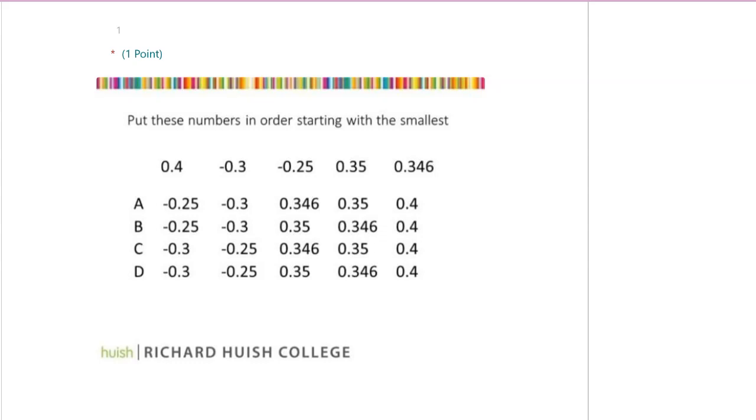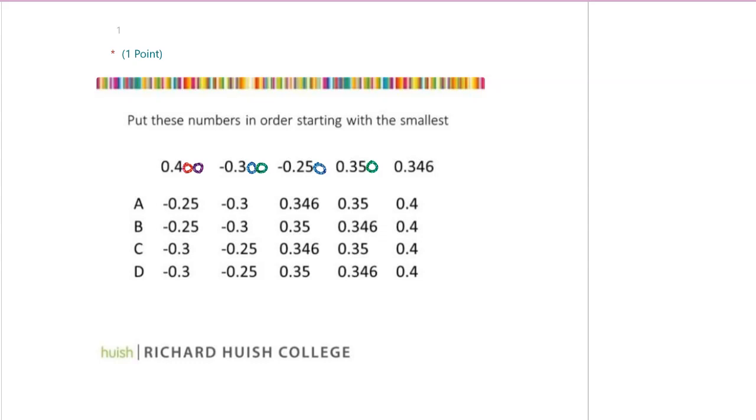This one here, the 0.346, has 3 digits after the decimal place, so I'm going to go back and make all of these have the same number of digits: 400, 300 there, 250 and 350, because now they're all expressed in the number of thousandths. Remember your place value, tenths, hundredths, thousandths. That's going to make it much easier to figure out.